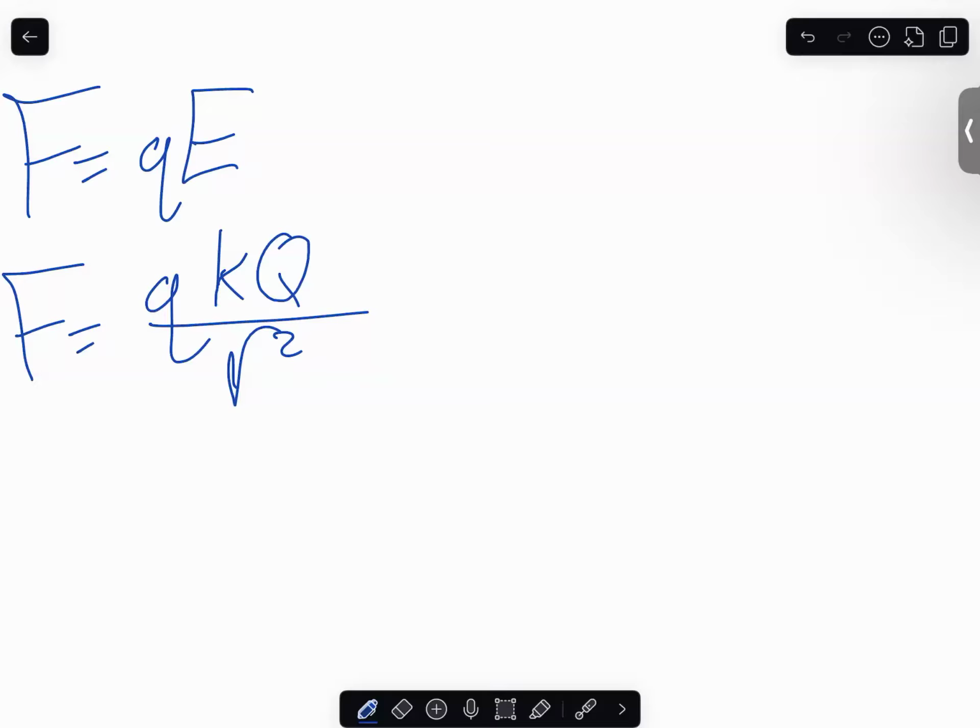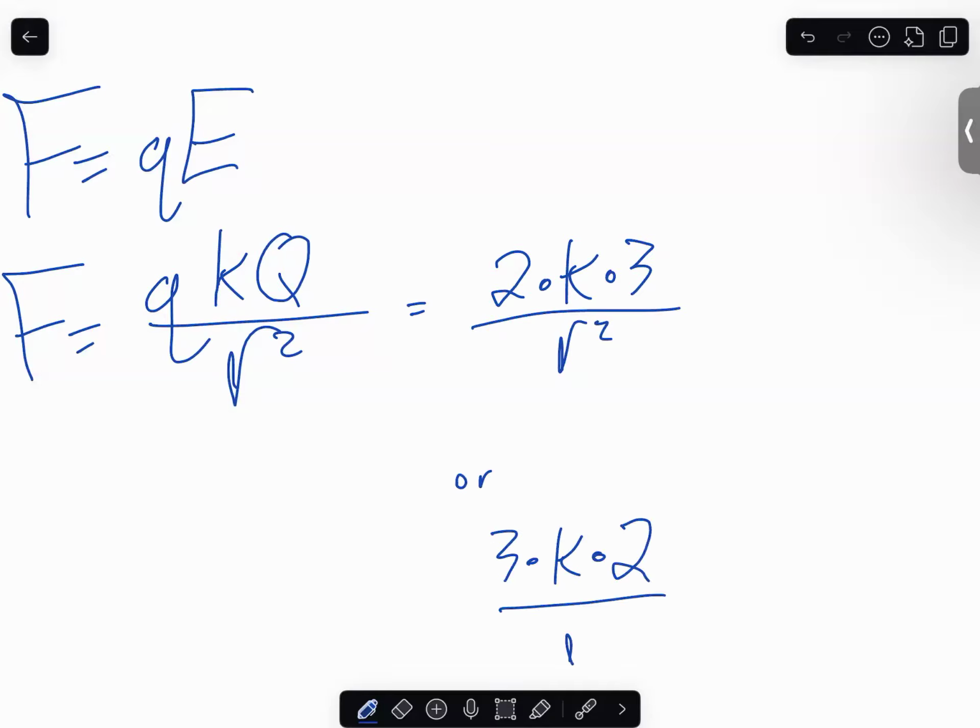The force formula is QE, test charge times electric field, yeah? The electric field formula is KQ, source charge over distance squared. Right? Deja vu? Okay, so let's plug in some numbers. Which is bigger? Which of these expressions is bigger?